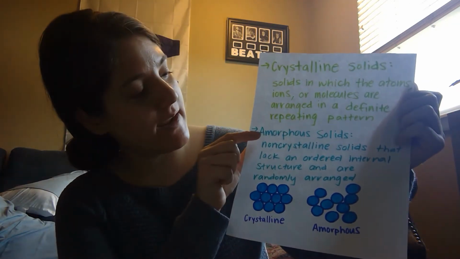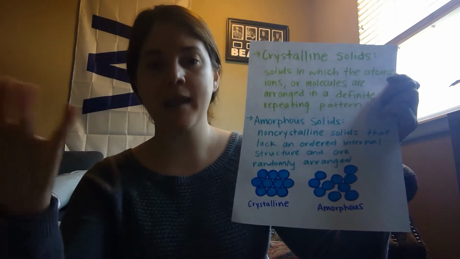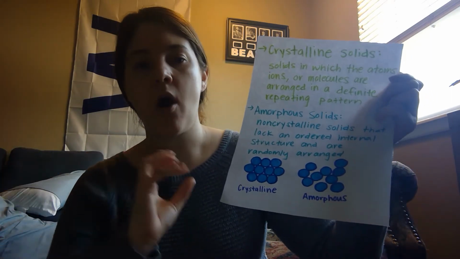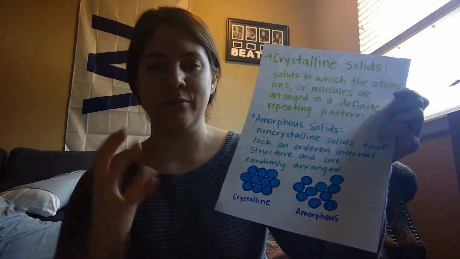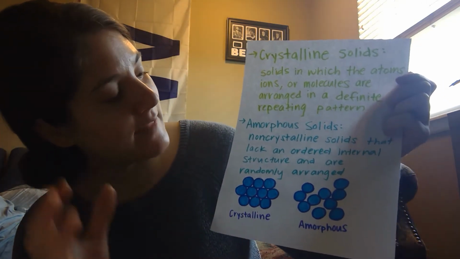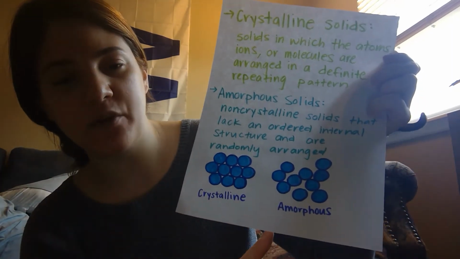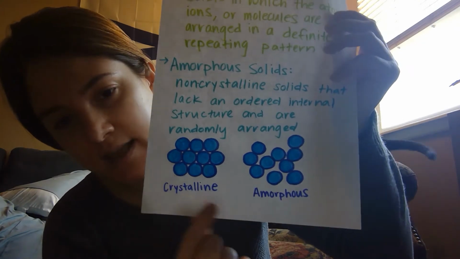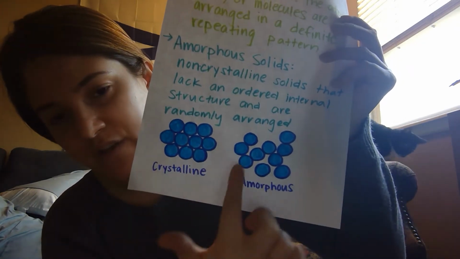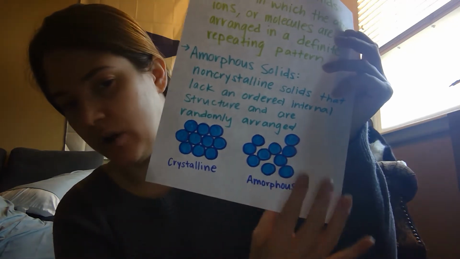The other possibility is an amorphous solid, where these atoms, ions, or molecules aren't formed in a repeating pattern. They're just kind of flowing around. It lacks an ordered internal structure, and these atoms are randomly arranged. So as you can see, a crystalline structure has this definite pattern, whereas an amorphous solid is just kind of all over the place. A good example of this is ice.